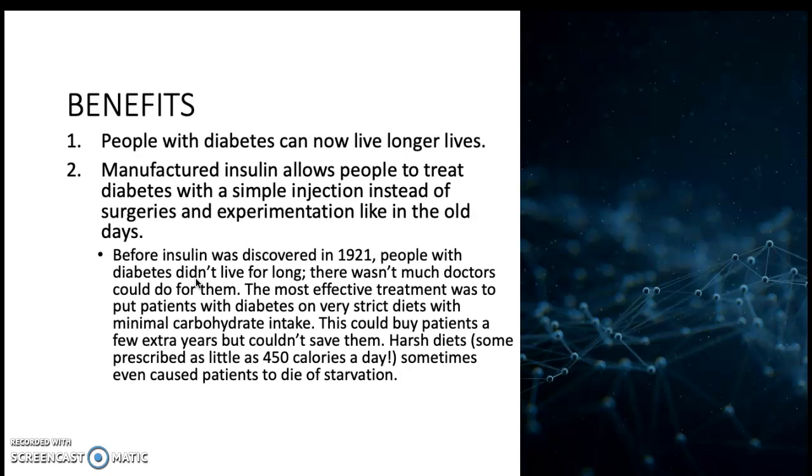The most effective type of treatment during that time was to put patients with diabetes on very strict diets with minimal carbohydrate intake. This could buy patients a few extra years, but it never really saved them. Harsh diets, some prescribed as little as 450 calories a day, sometimes even caused patients to die of starvation.